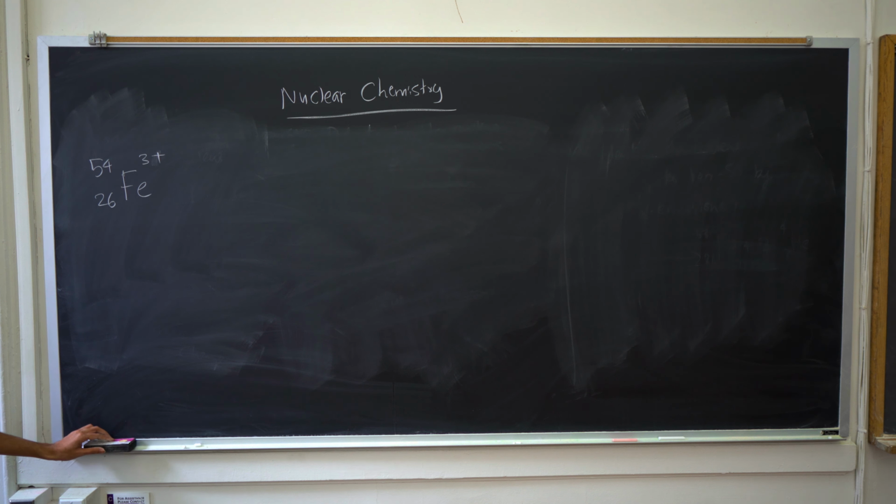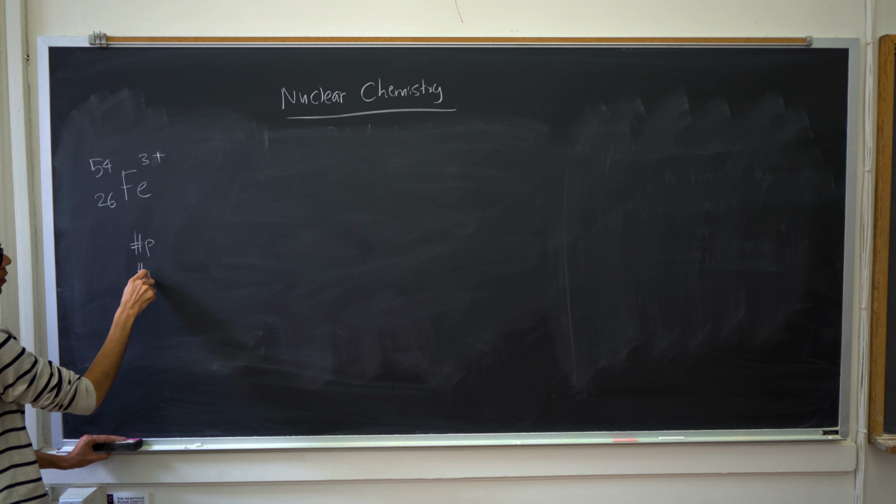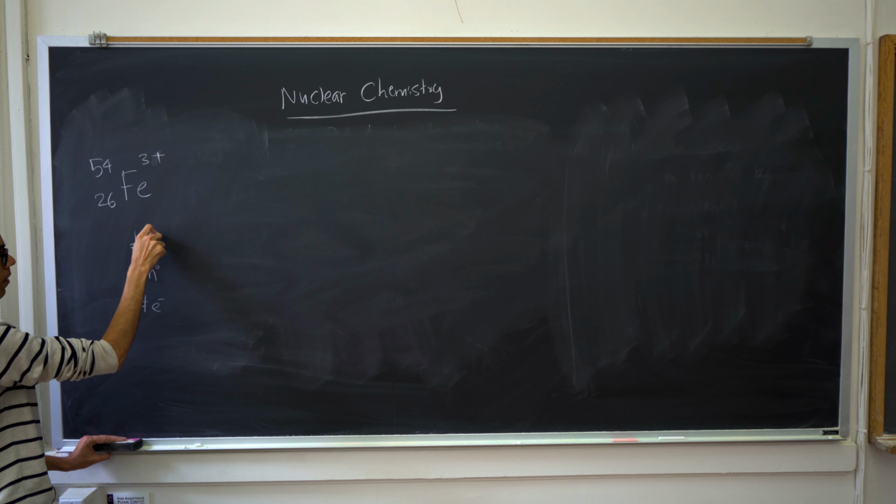Suppose you have something like this. This is a full atom. Suppose we're looking at everything, not just the nucleus, but also the electrons, right? Tell me how many protons you have here, how many neutrons you have here, and how many electrons you have here.